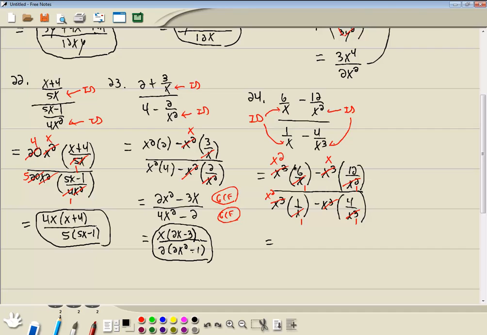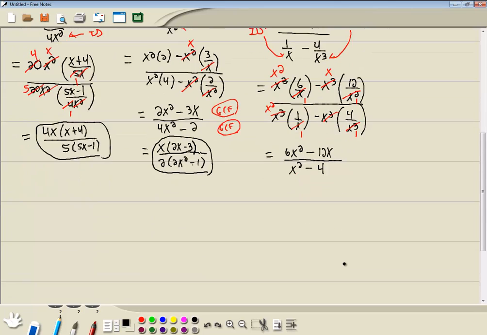Let's see what we have left. x squared times 6 is 6x squared, minus 12 times x is 12x, over x squared times 1 is x squared, minus 4. Okay, now we want to see if something will simplify. This top part has a GCF. They both are divisible by 6. They both have an x.